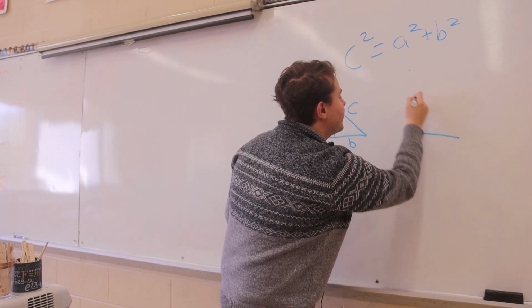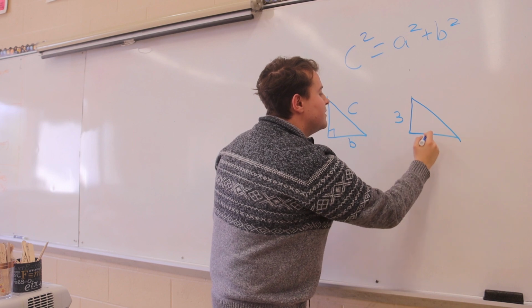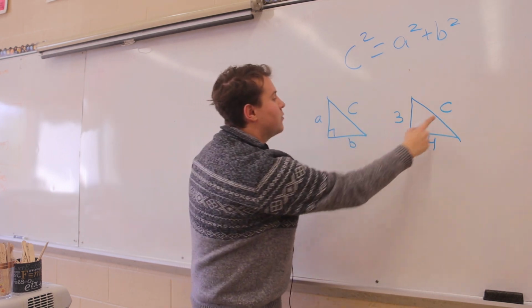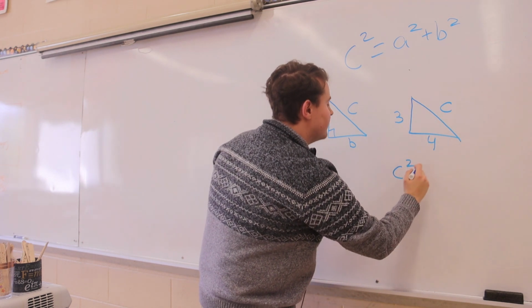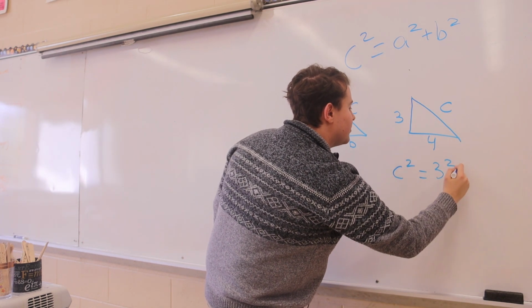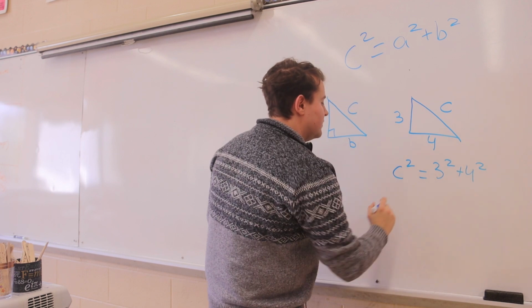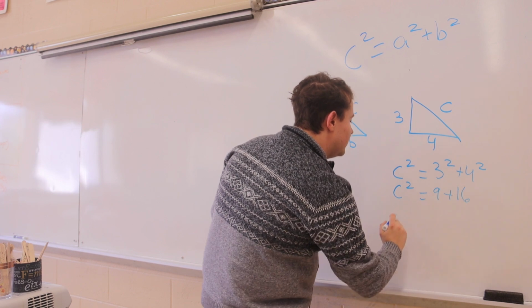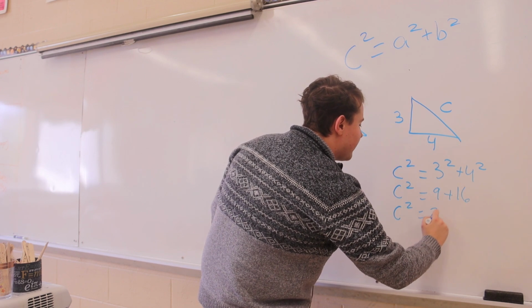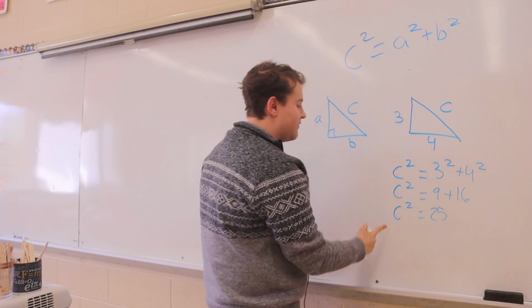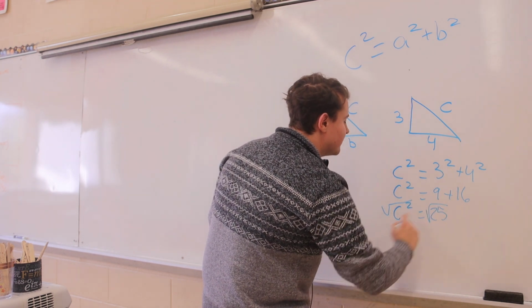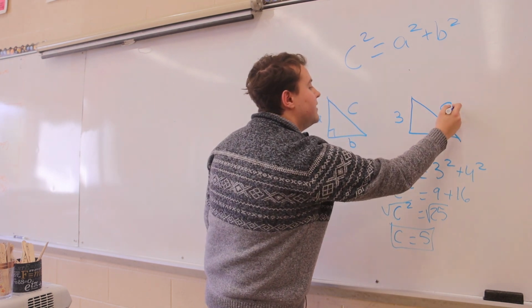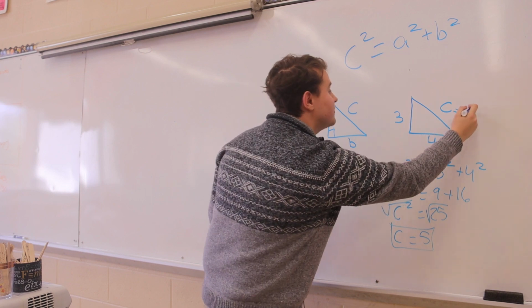So for an example with numbers, if this is 3 and this is 4, and we want to know what this one is, we can plug it into our formula. C squared equals 3 squared plus 4 squared. So C squared equals 9 plus 16. So C squared equals 25. And then once we have this, we can take the square root of both sides and get C equals 5, which means our long side, or our hypotenuse here, is 5.